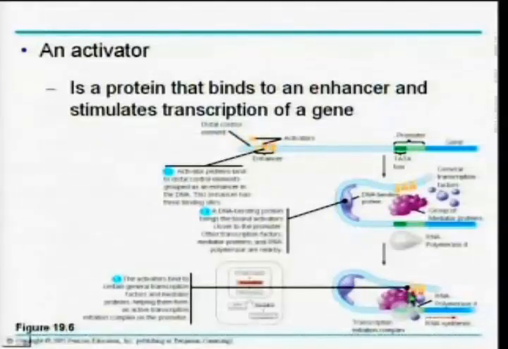Step 3 tells us that the activators bind to certain transcription factors and mediator proteins, helping them form an active transcription initiation complex on the promoter. We had studied the components of the transcription initiation complex before. And when that complex is completed, the RNA polymerase gets up and goes for RNA synthesis.